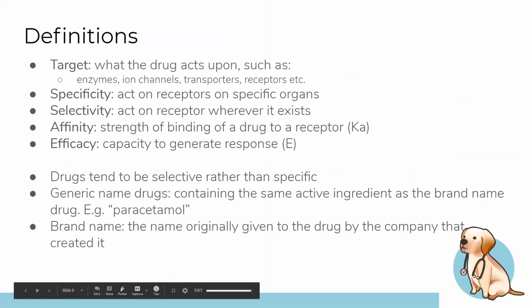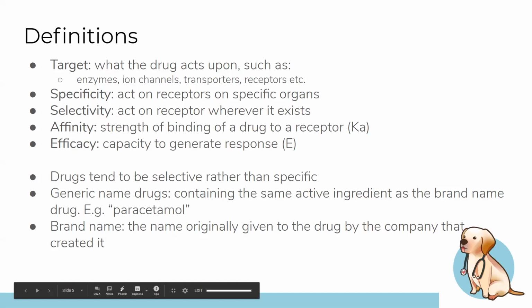And then specificity and selectivity, they sound pretty similar, but they're quite different. Specificity is when a drug acts on receptors on a specific organ. Selectivity is when it acts on receptors wherever the receptors exist in the body. So most drugs tend to be selective rather than specific. And for affinity versus efficacy, affinity is the strength of binding of a drug to receptor. So basically how strong it binds. And efficacy is how capable the drug is of producing a response.